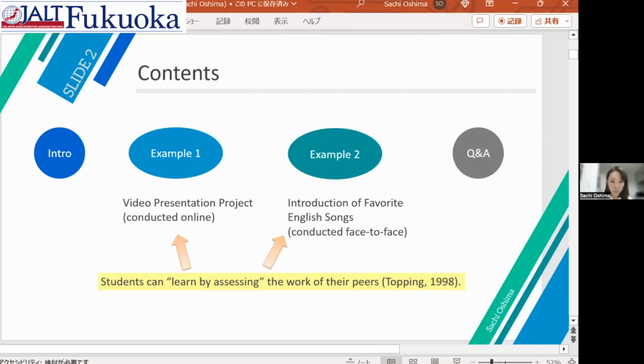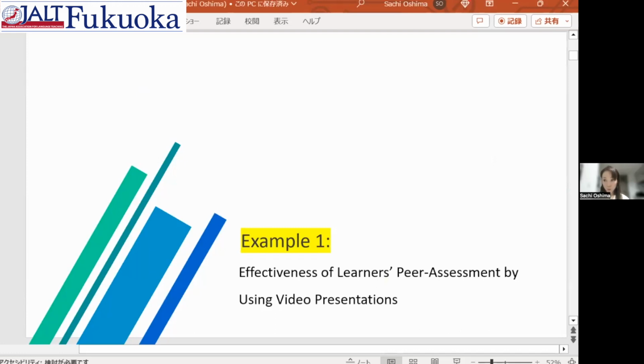So the first example, some of you are already familiar with this project, but I would like to briefly explain it, and what kind of impact or perception students had. So example one is the effectiveness of learners' peer assessment by using video presentation.